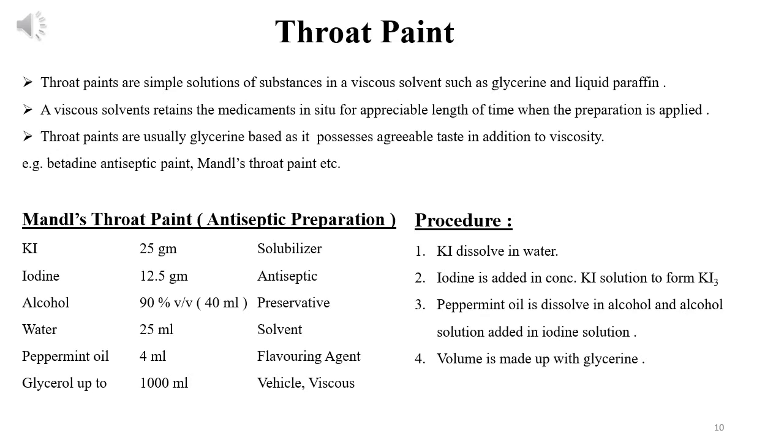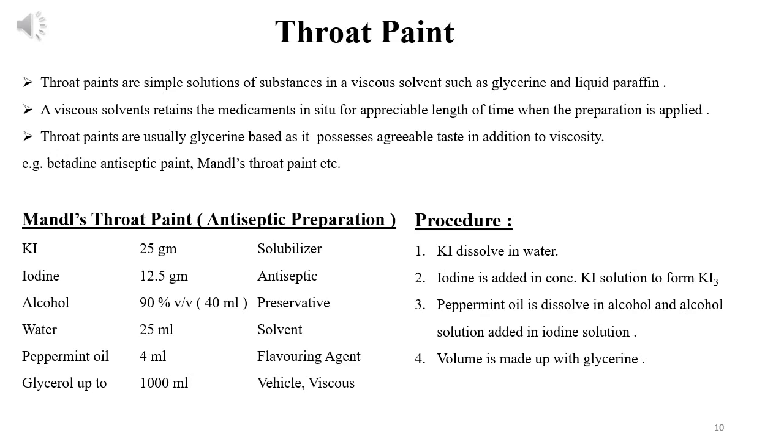The third point is that throat paints are usually glycerin based, as glycerin possesses an agreeable taste in addition to viscosity. Glycerin gives a slightly sweet taste, and a person can easily accept it. So glycerin is used in the formulation of throat paint. Some examples of throat paint are Betadine antiseptic paint and Mandl's throat paint.